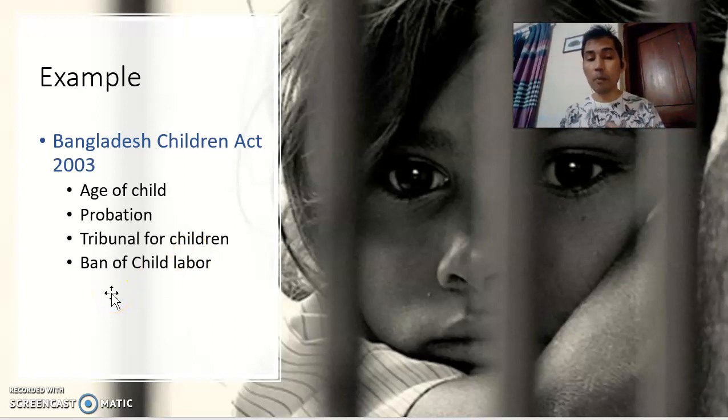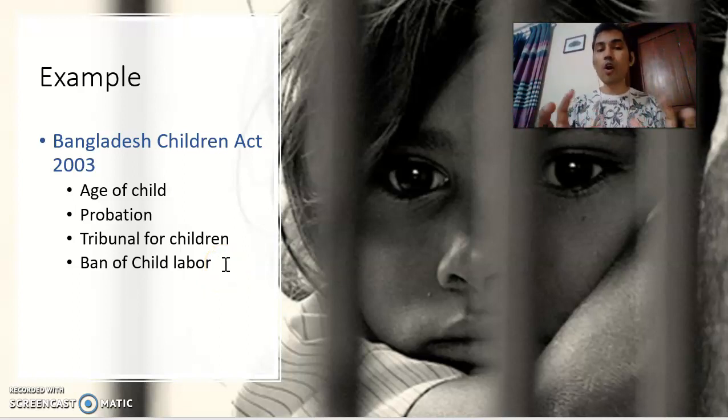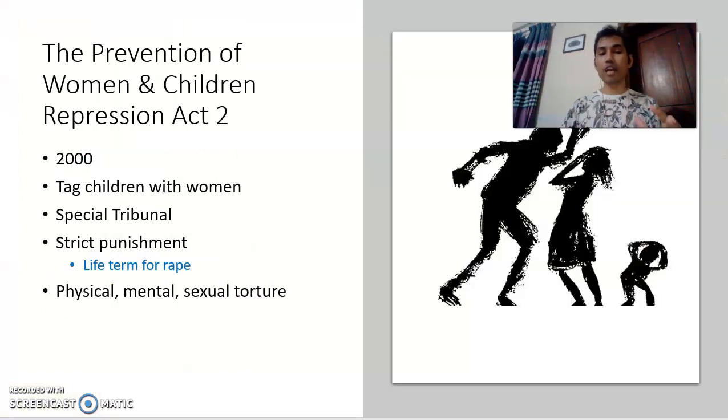And this act completely prohibited any type of child labor, violence against children, child trafficking, etc. So these are the characteristic properties of a social act. That means it safeguards a certain portion of a community so that they can get their rights.